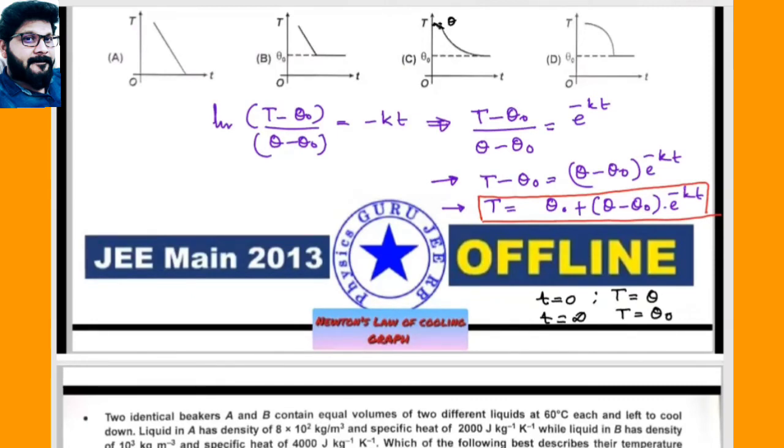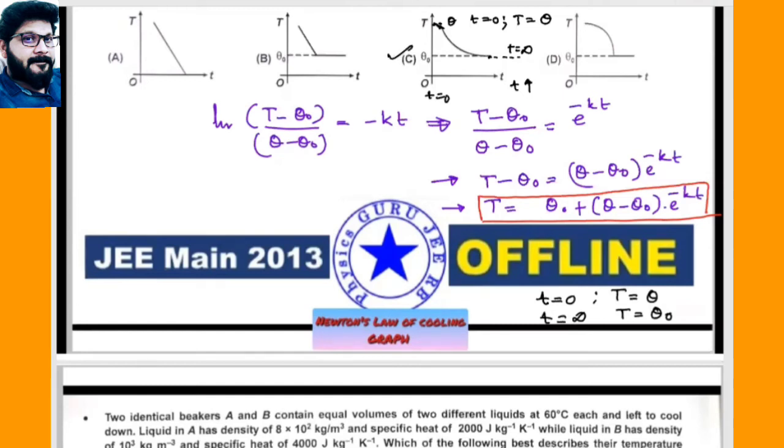So at time t equal to 0, capital T equals theta. It is matching. And at infinite time, the graph should not touch here. It is gradually decreasing from T. That means as the time is increasing, the temperature of it is gradually decreasing, right? So which matches with option C.